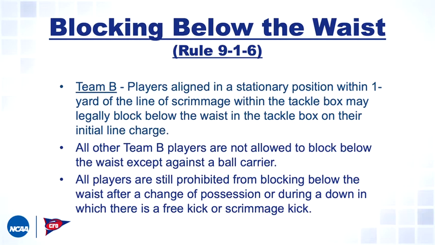Now, rules pertaining to Team B, or the defense, on blocking below the waist are pretty straightforward. So players aligned in a stationary position within 1 yard of the line of scrimmage within the tackle box can legally block below the waist in the tackle box on their initial line charge. But after their initial line charge, all other Team B players are not allowed to block below the waist, and the exception is against a ball carrier. You obviously can hit the ball carrier below the waist. And no change as far as any time after a change of possession or during any down where there's a free kick or scrimmage kick, there is no blocking below the waist.